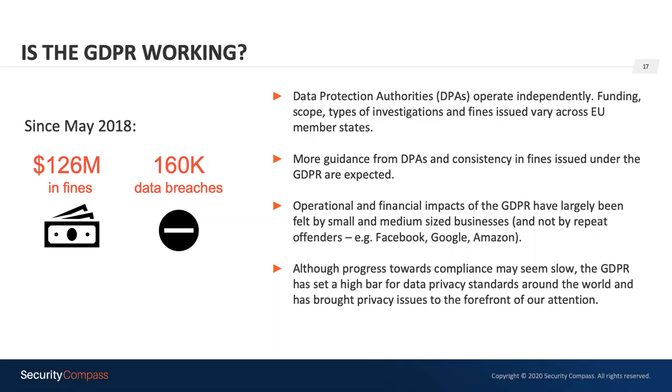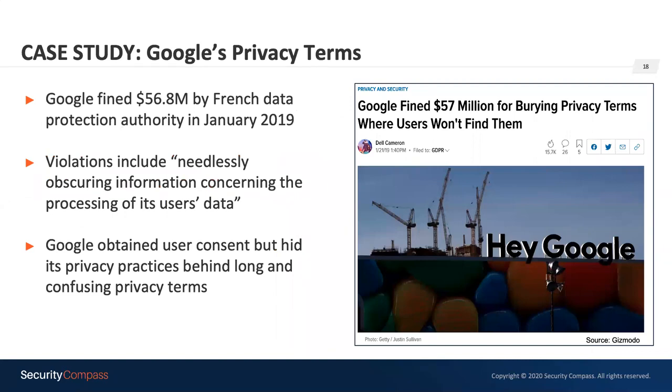So we'll quickly look through two examples of fines issued under the GDPR. First would be the Google fine issued by French data protection authorities regarding Google's confusing privacy terms. Violations included needlessly obscuring information concerning the processing of its users' data. In this case, Google did obtain user consent for data processing, but hid its privacy practices behind long and confusing privacy terms.